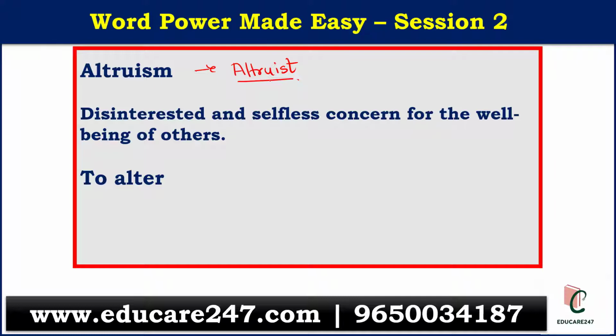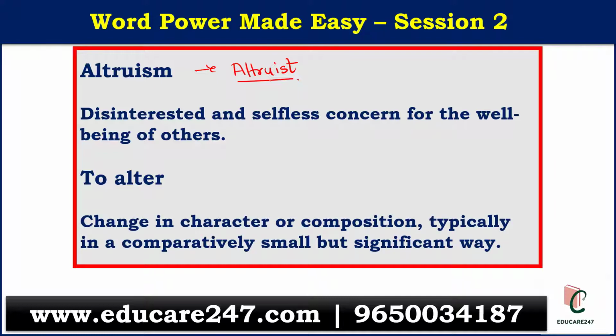The next word here is to alter. The 'to' basically refers to the verb form of the word. Alter means to change in character or composition, typically in a comparatively small but significant way. So we are going to have a change which is small, yet significant. These three words are very important. You're actually changing a very small part, but it's going to have a significant effect. So let's move to the next word.